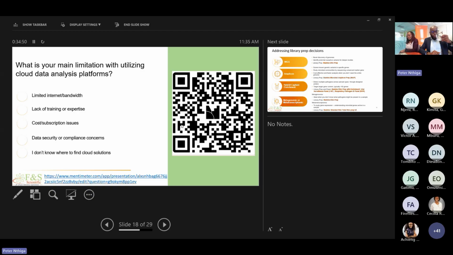So we're already getting the answers. There's lack of training for the free ones. There's data security and compliance. We have the lack of training, expertise. There's cost issues. I think data security is coming up again. The cost of subscription, data security, lack of training. Okay.